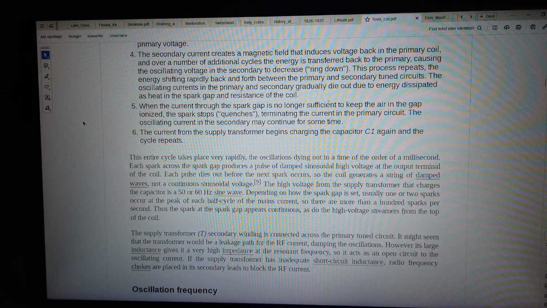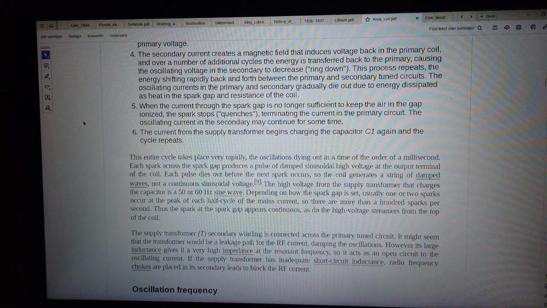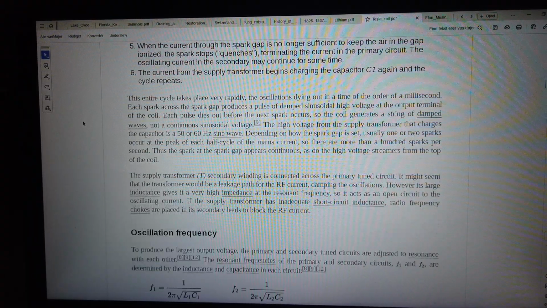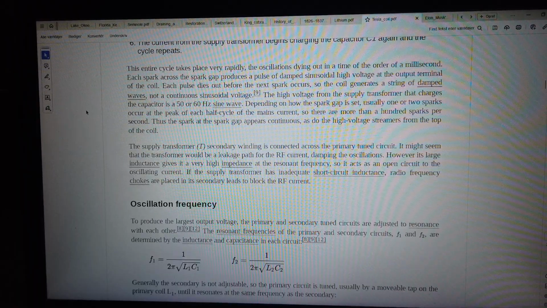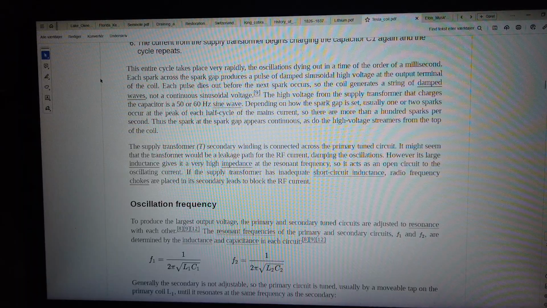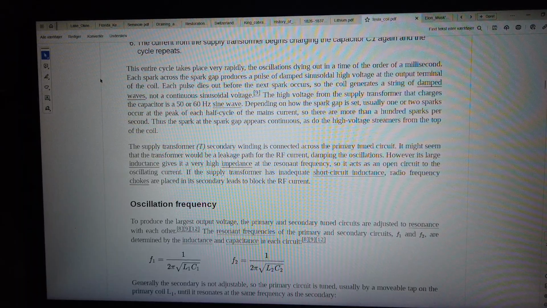The oscillating current in the secondary may continue for some time. The current from the supply transformer begins charging the capacitor C1 again and the cycle repeats. This entire cycle takes place very rapidly, the oscillations dying out in a time of the order of a millisecond.